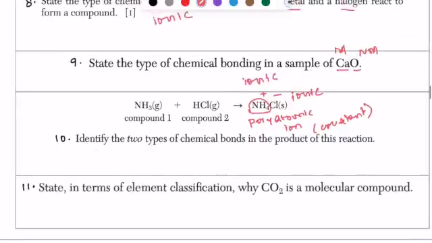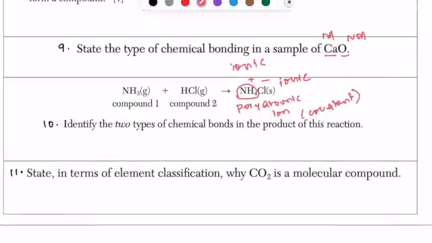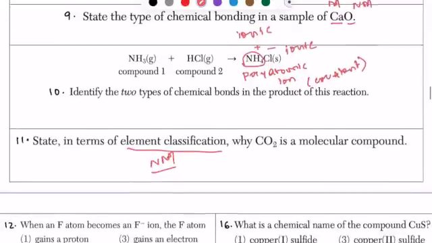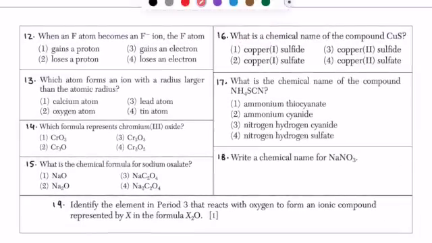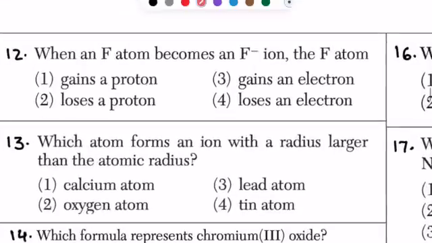State in terms of element classification why carbon dioxide is a molecular compound. You can say because they have two nonmetals bonding. So that will be in terms of element classification. Right, a few more questions. When a fluorine atom becomes a fluoride ion, because it's gaining a negative charge, that means it has more electrons than it had as an atom. So this is going to be gaining an electron.